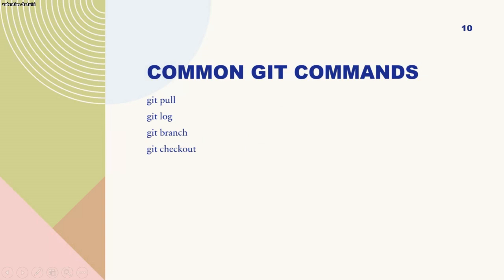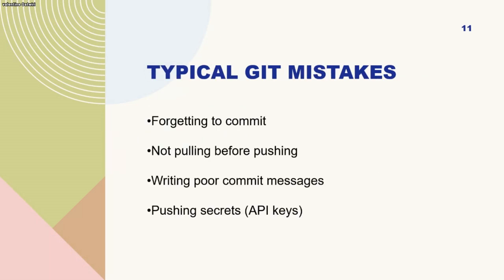So common Git commands, we have git pull, git log, git branch, and git checkout. You use git pull when you're pulling a project from GitHub or for you to contribute into it. We use git log when we want to see the logs of what we were doing. Git branch, we have used it to create a branch or to check what is on that branch. And git checkout, we use it to check out of the current branch to another branch.